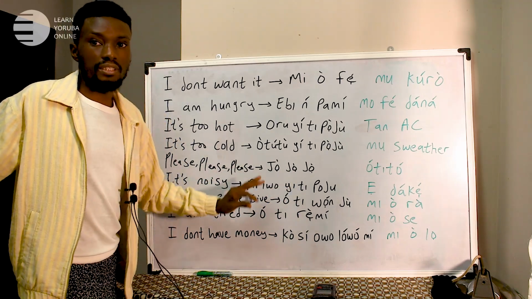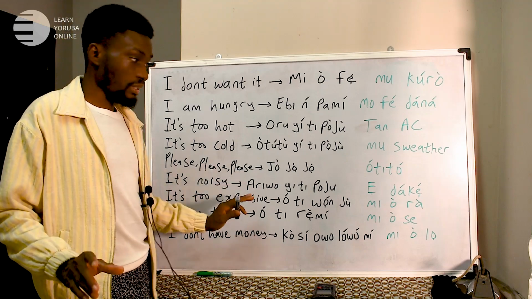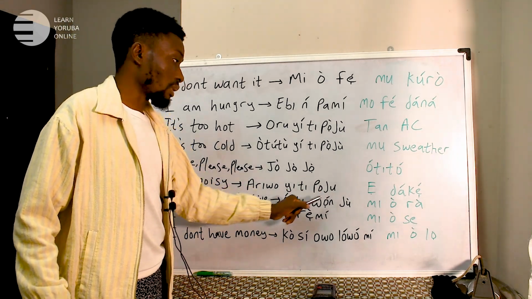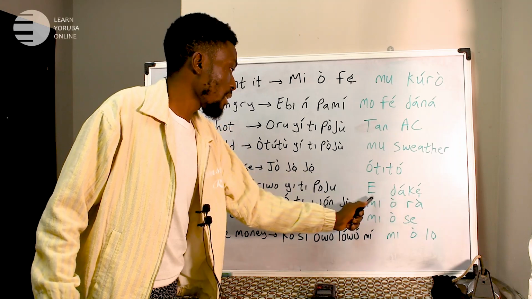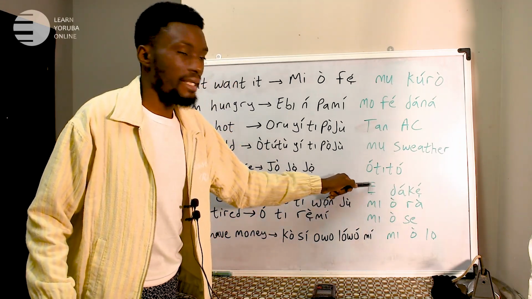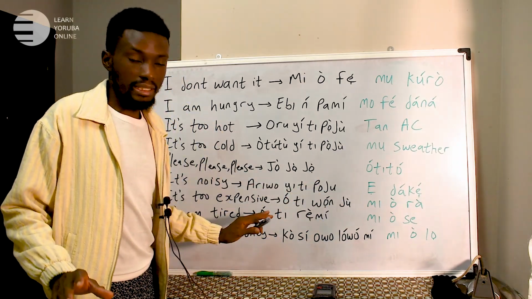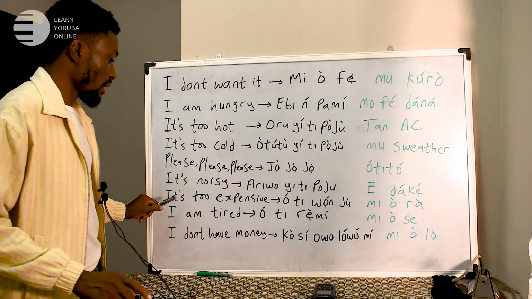But English has different ways of calling it. English just says it's noisy. But in Yoruba, what you will say is ariwo yi ti poju. You can now add edake. Edake means keep quiet. And you know, when you use e here, that means you are talking to more than one person. Edake, keep quiet.